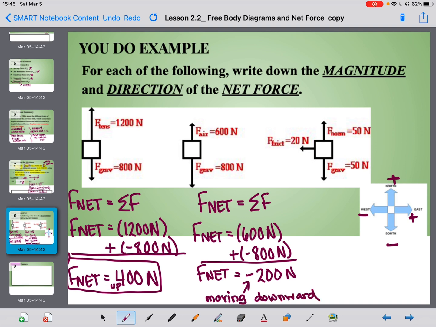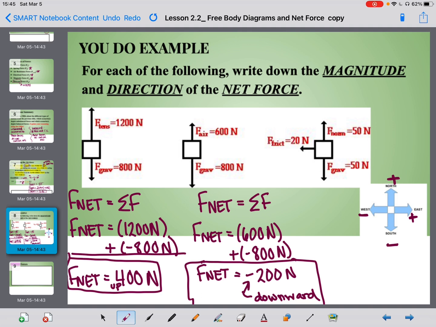That just means it's a downward direction of the net force, which should make sense because you have more going down in the force of gravity than you do in the up vector of air resistance. Now finally, number 3 looks a little hard because you have 3 vectors and it looks a little confusing. But let's take it one step at a time.